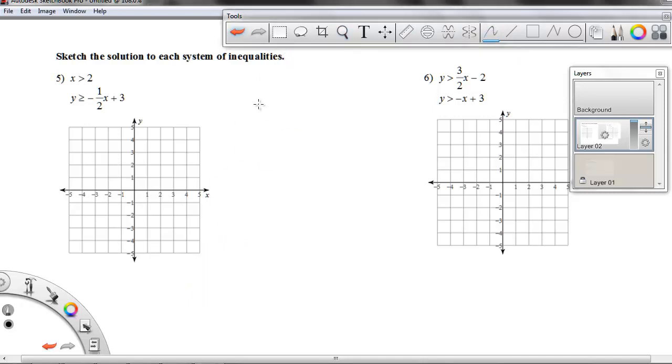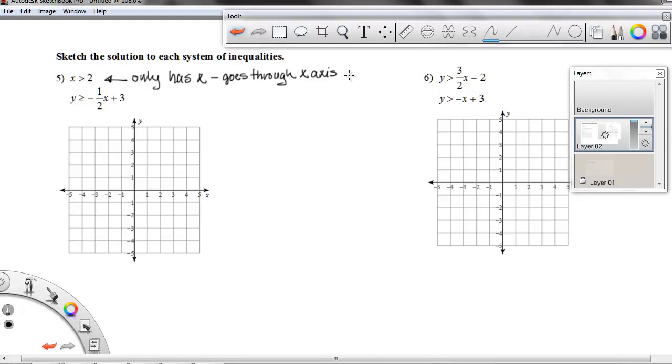In this video, I'll show you how to graph a system of inequalities, where you're doing two inequalities at once. This first one is kind of unique because all we have is an x. We don't have a y in this equation. Remember, if it only has one variable, it only goes through the axis of that one variable. So x is greater than 2 only goes through the x-axis, at a value of 2.